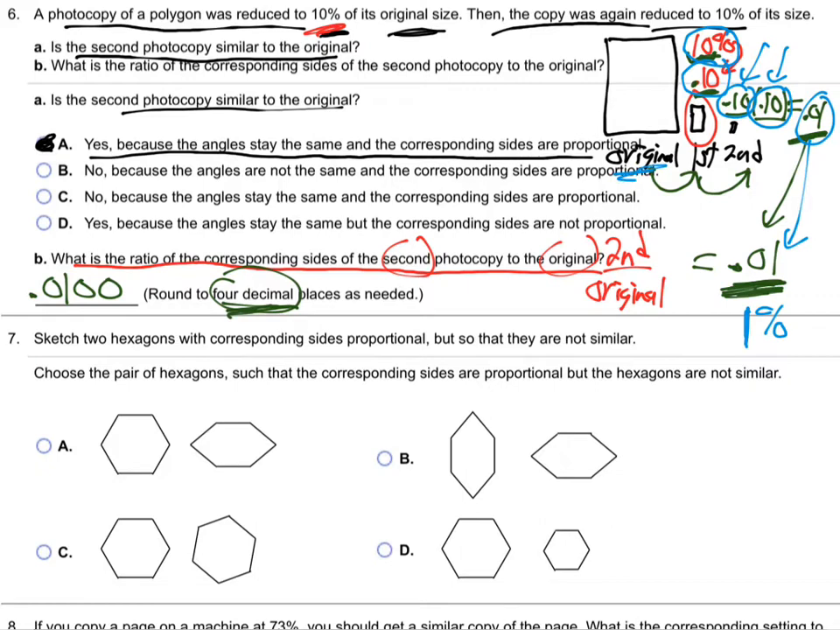So anytime you copy and then copy again, you just multiply the decimals or the percentages or the fractions. It doesn't matter. You just multiply them together. So 0.10 times 0.10 made 0.01. 0.01 is after 2 copies. That's the second copy. It's 0.01 of the original, or 1% of the original.